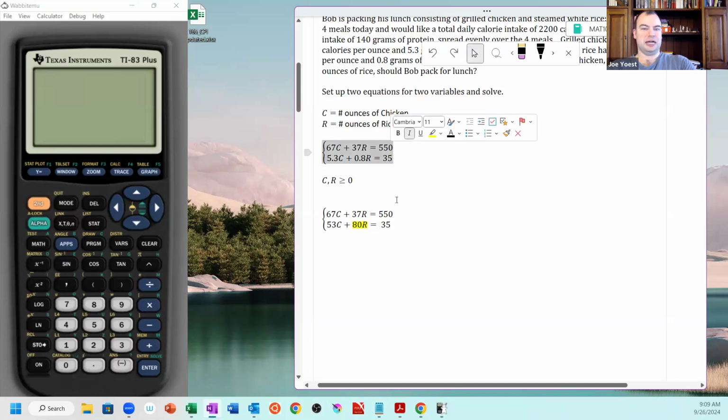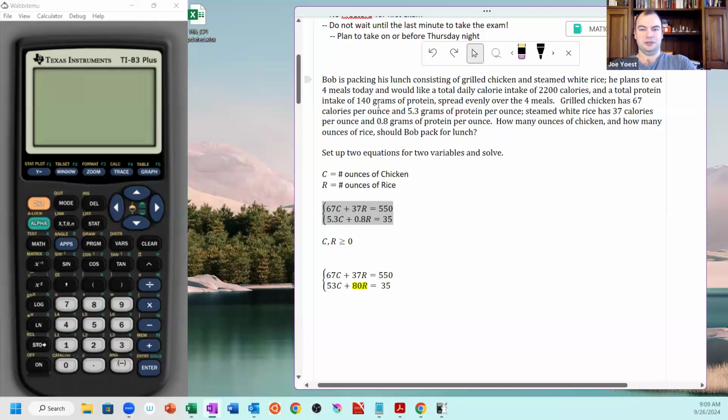So we started off, we got this system of two equations and two unknowns. This was Bob's meal with chicken and rice, targeting a certain number of calories and a certain number of grams of protein for this meal. So that was the system we came up with. We talked about the details of where to get that from last time.